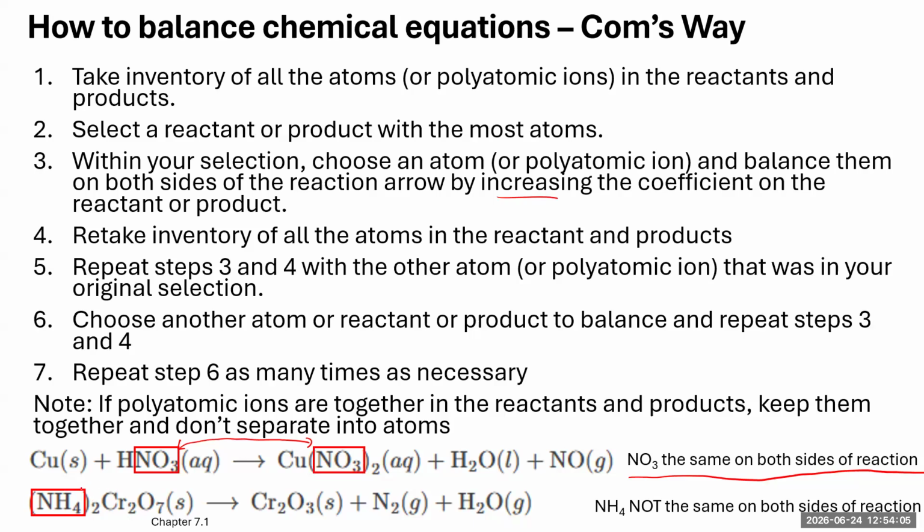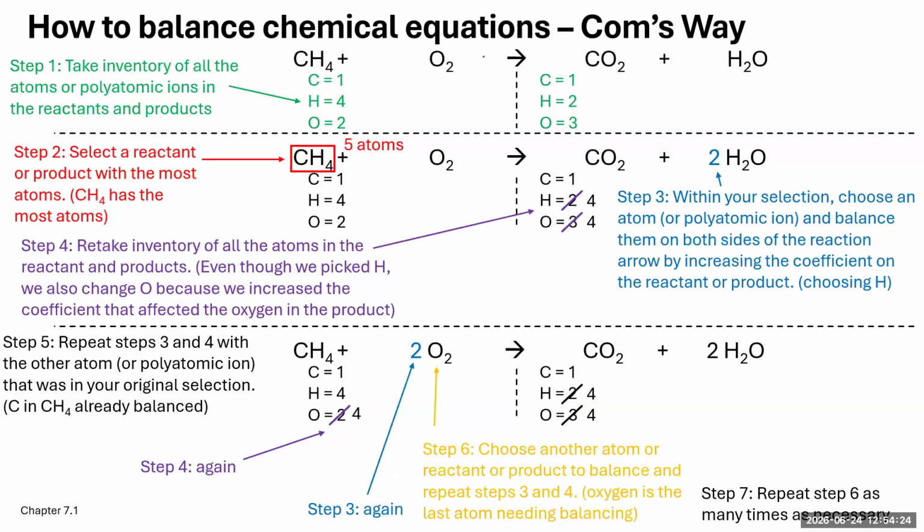NH4, ammonium dichromate, right? We have NH4 here. There's no NH4 here. So it's not the same on both sides of the reaction. All right. Okay, so don't do it for NH4 for this example. All right, let's take a look here.